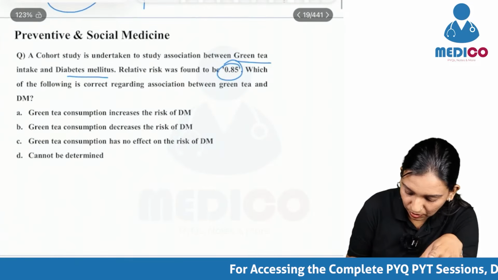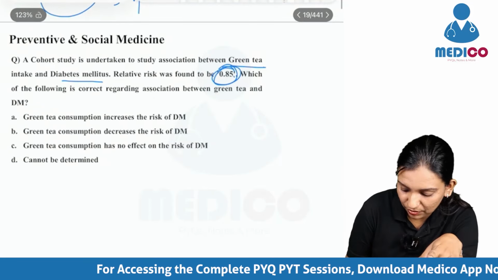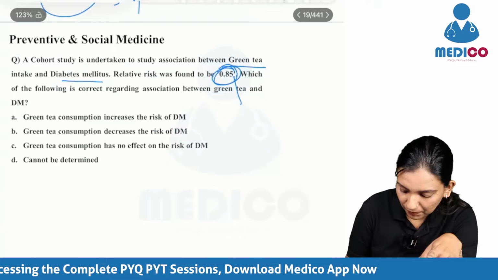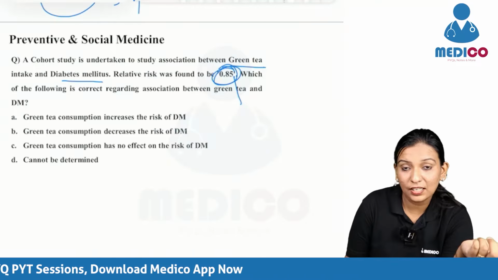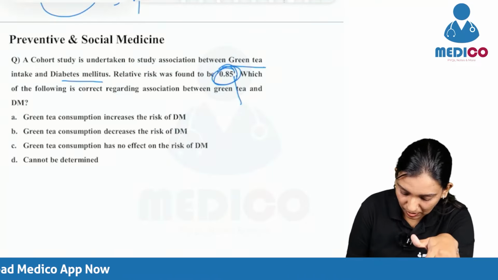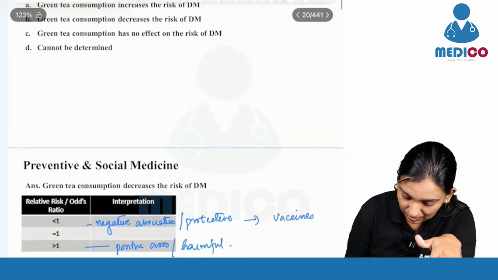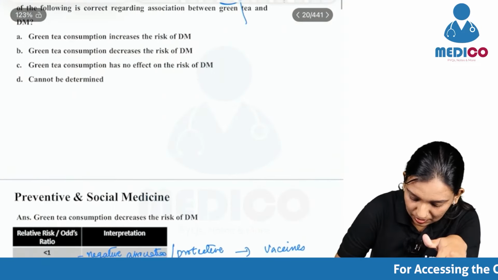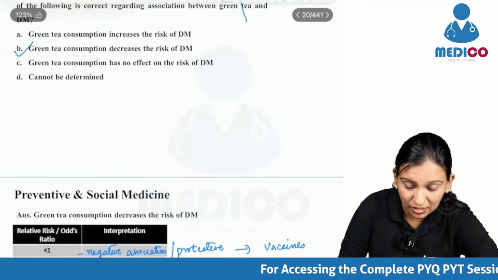So in this question, you have less than 1, right? 0.85 is the relative risk given with regard to green tea consumption and diabetes mellitus. So in this case, you can say green tea consumption decreases the risk of diabetes mellitus. Option B is the correct answer.